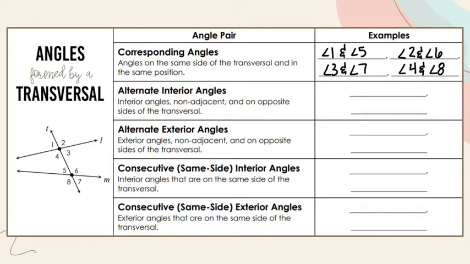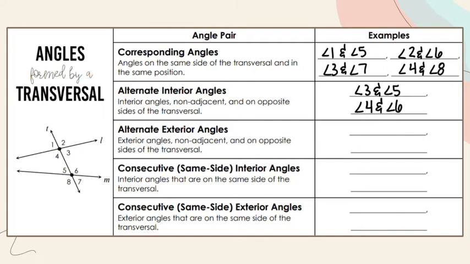So these will be on opposite sides of the transversal, and then interior means inside. So these are going to be on the inside of the 2 other lines. So if they have to be interior angles, we're only talking about these. And if they're alternate, that means on opposite sides. So angles 3 and 5 would be one example of alternate interior angles. Angles 4 and 6 would be the other.